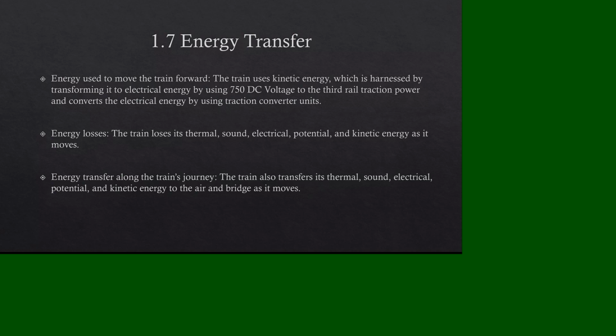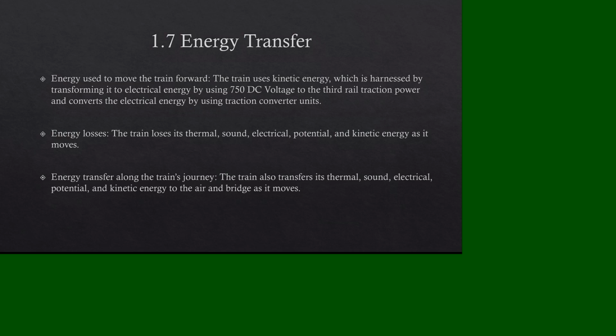Energy transfer 1.7. Energy used to move the train forward. The train uses kinetic energy, which is harnessed by transforming it to electrical energy by using 750 volts DC to make rail traction power, and converting the electrical energy by using traction conversion units.